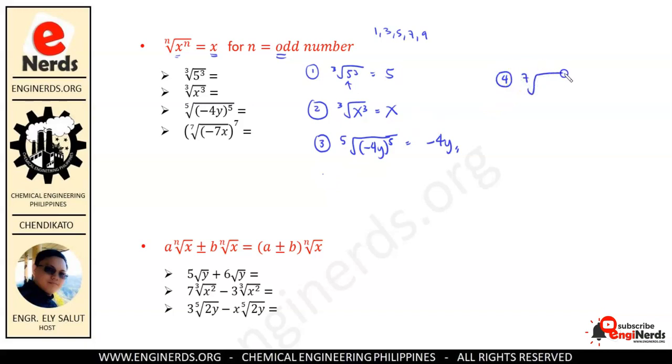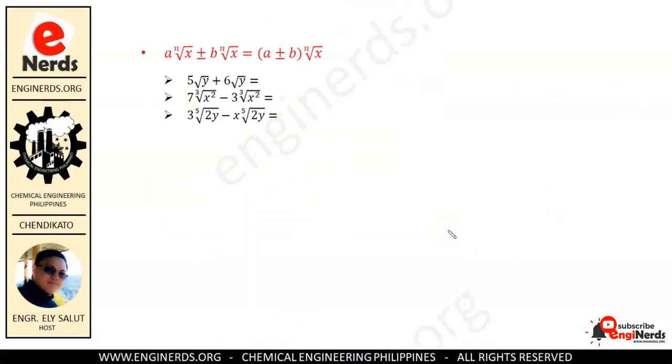So the next problem we have here, 7th root of negative 7x to the 7th. Okay? So ang index natin dito is an odd number and ang radicand natin is negative. So our answer will be negative 7x. So punta na tayo dito sa last property natin. And this is just performing an addition or subtraction sa ating radical.